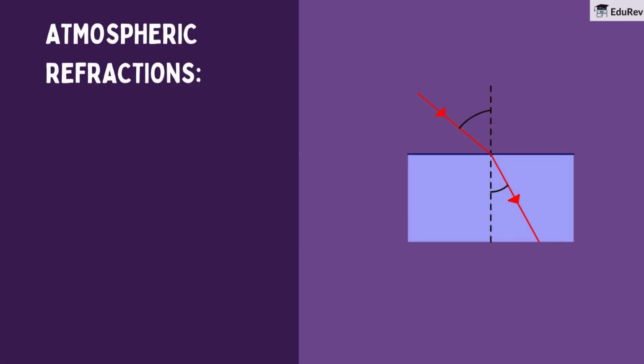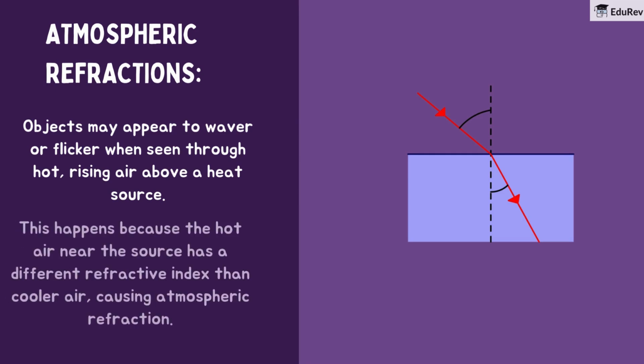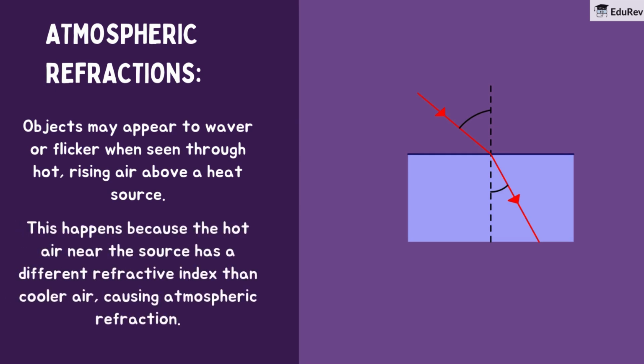Atmospheric refraction. Objects may appear to waver or flicker when seen through hot rising air above a heat source. This happens because the hot air near the source has a different refractive index than cooler air, causing atmospheric refraction.